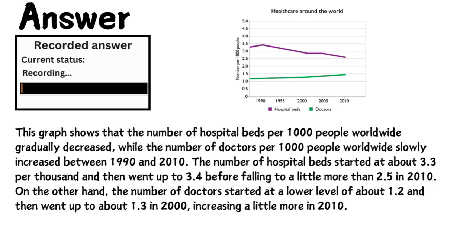This graph shows that the number of hospital beds per 1,000 people worldwide gradually decreased, while the number of doctors per 1,000 people worldwide slowly increased between 1990 and 2010. The number of hospital beds started at about 3.3 per thousand and then went up to 3.4 before falling to a little more than 2.5 in 2010. On the other hand, the number of doctors started at a lower level of about 1.2 and then went up to about 1.3 in 2000, increasing a little more in 2010.